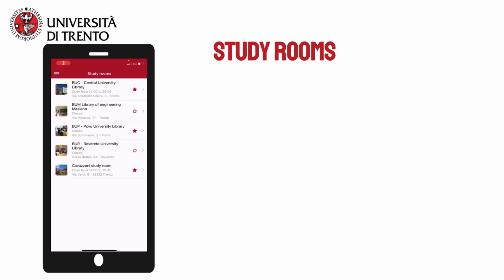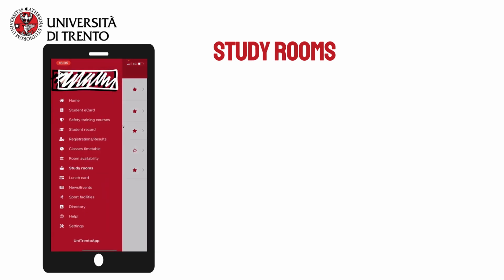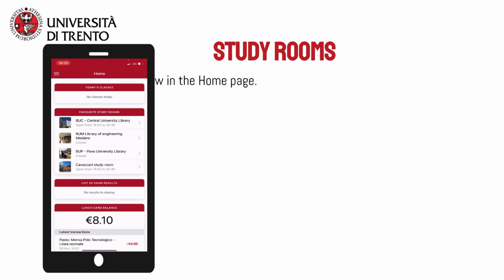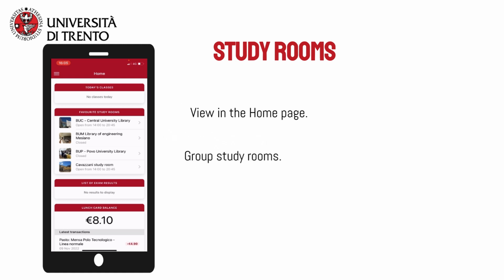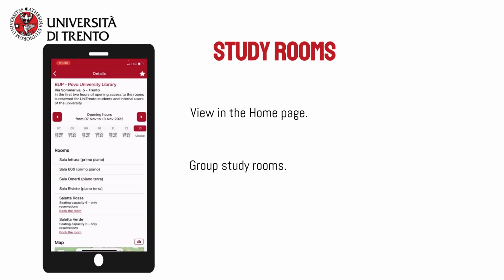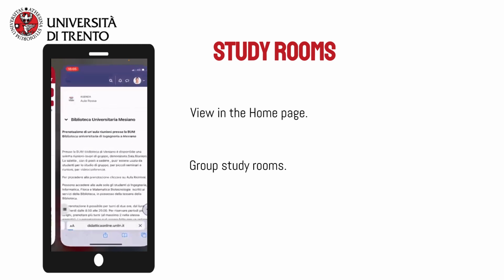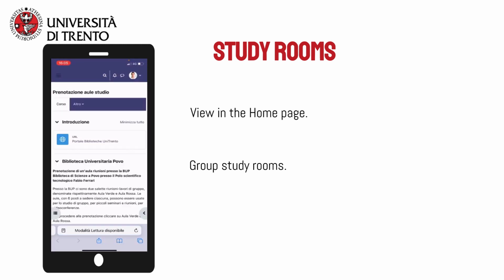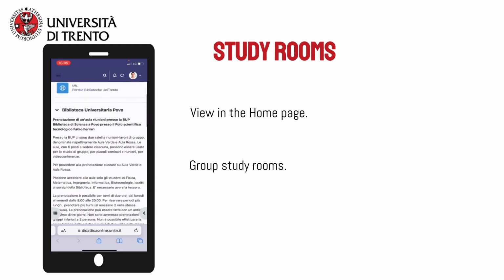By selecting one or more libraries as you prefer, by ticking the star, if the widget Study Rooms is on, you'll be able to view them in the home page. Some libraries give you the possibility of reserving a group study room. By clicking the button Book the Room in the library page, you will be redirected to a Moodle page where you'll be able to make the reservation.